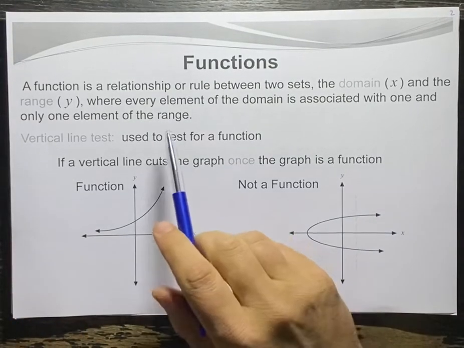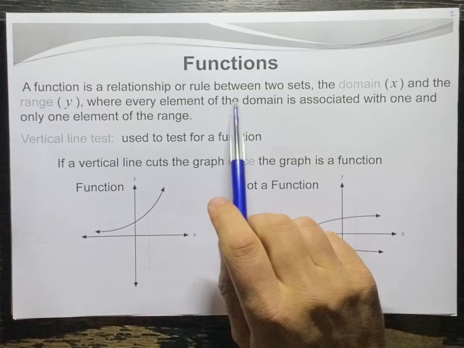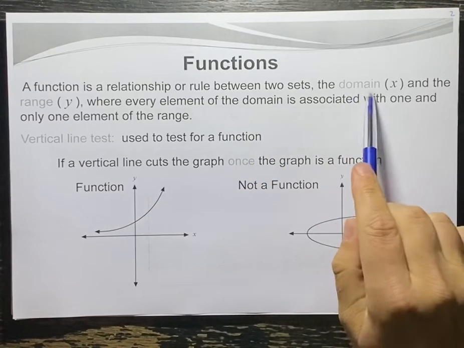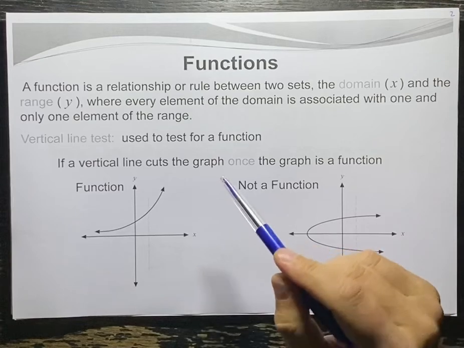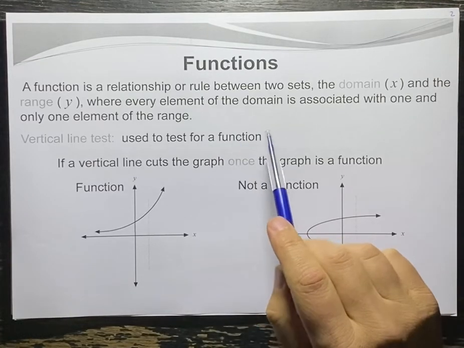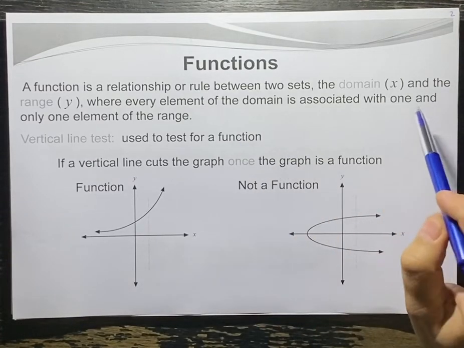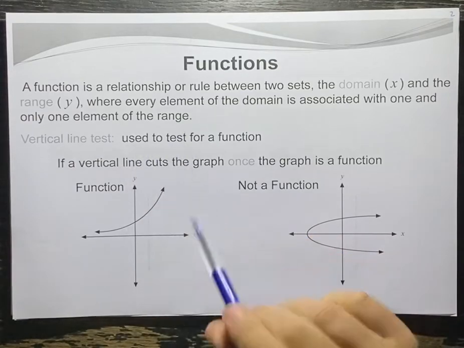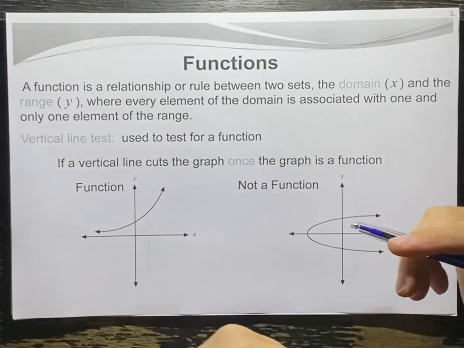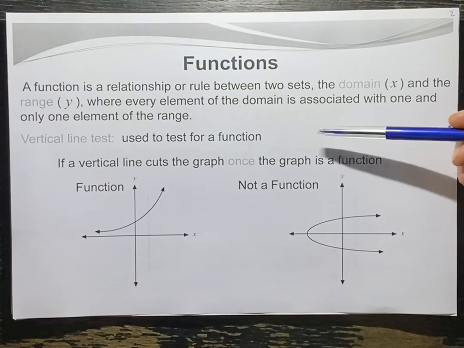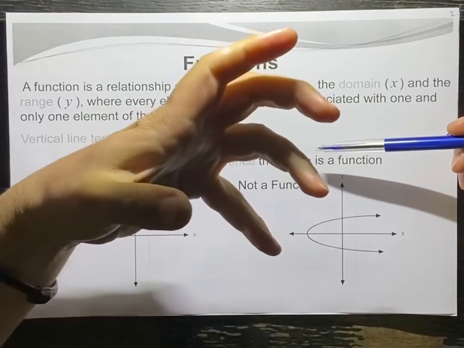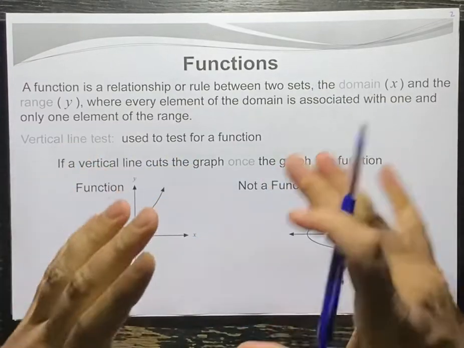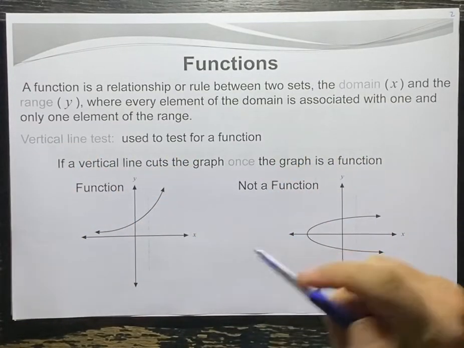A function is a relationship or a rule between two sets, the domain, which is your x values, and the range, which is your y values, where every element of the domain is associated with one and only one element of the range. Basically, what that means is for every x value that I have, it'll only have one y value. Then it is a function, okay? And we've got little tricks that we can use to see if it is a function or not.